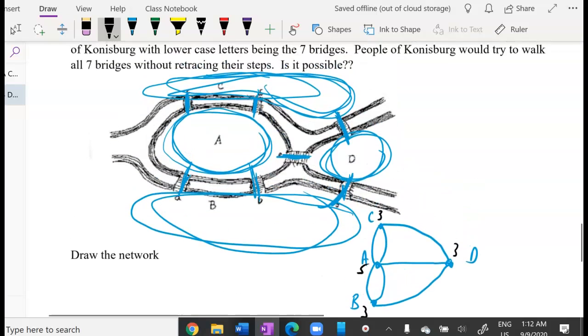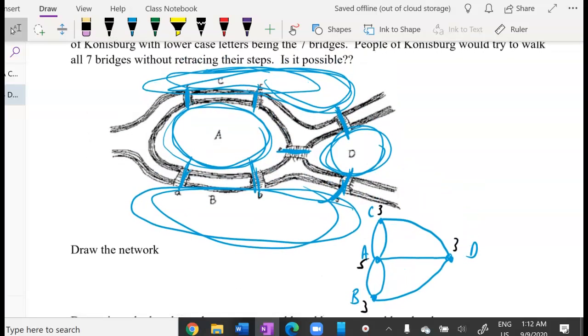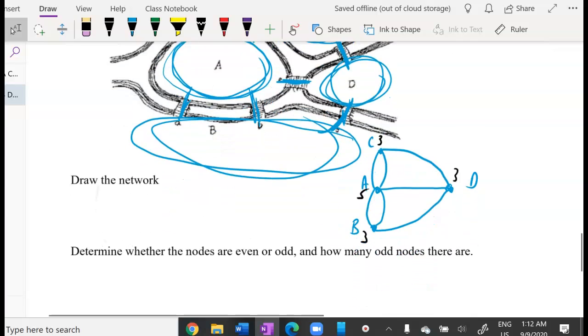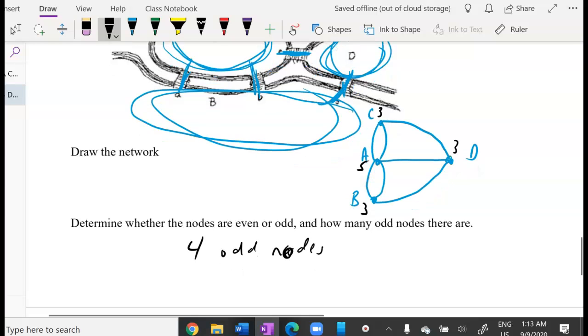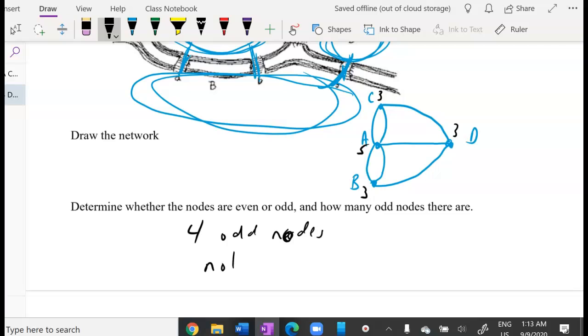It's probably why this question remained for so long, because once somebody did it, they'd say, oh, just follow me, I got it. But nobody ever did that because it was not traversable. So there's 4 odd nodes, more than 2, which means it is not traversable.